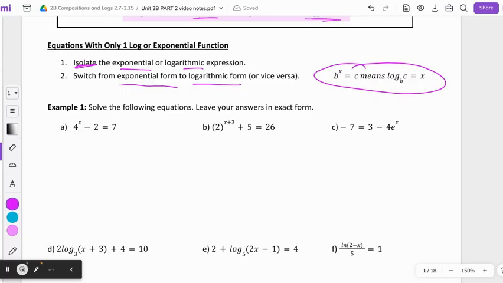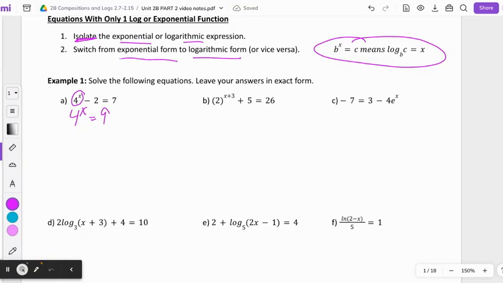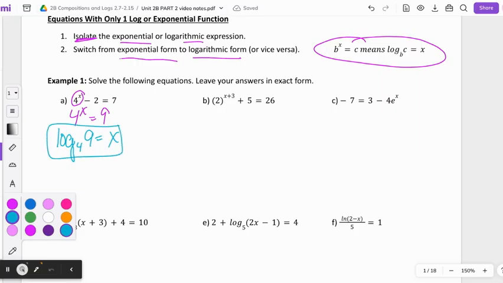We have 4^(x-2) = 7. So here's where the variable is. We're going to isolate that, so add the 2 over to the right-hand side. At this point, we have an exponential. I can't write 9 as a base of 4, so I'm going to have to convert this. Log base 4 of our answer equals the exponent, and that would be our answer there. So log base 4 of 9 equals x. It says leave them in exact form, so I don't want decimals. I don't want to put it in my calculator. I'm just going to leave it like that. If you could simplify that, do so, but we can't.